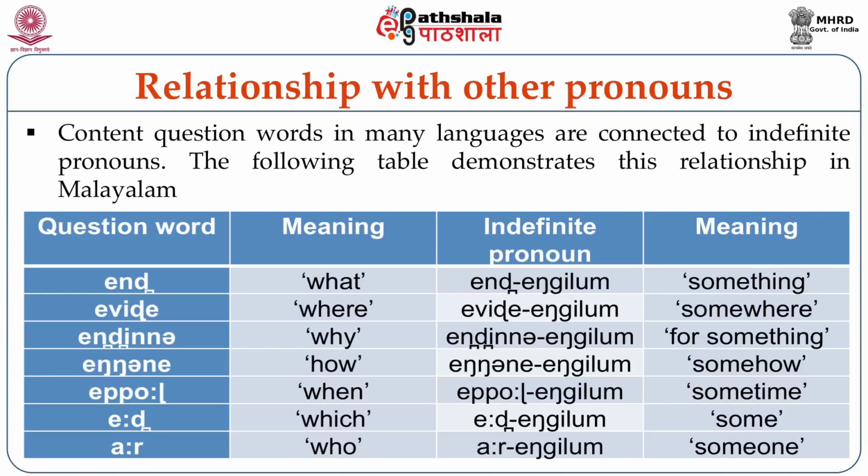The question word why is endina, and the indefinite for something is endinengilum. The question word for how is engane and the indefinite somehow is enganeengilum. The question word for when is eppor and the indefinite sometime is epporengilum. And the parallels for some from when and for someone from who.